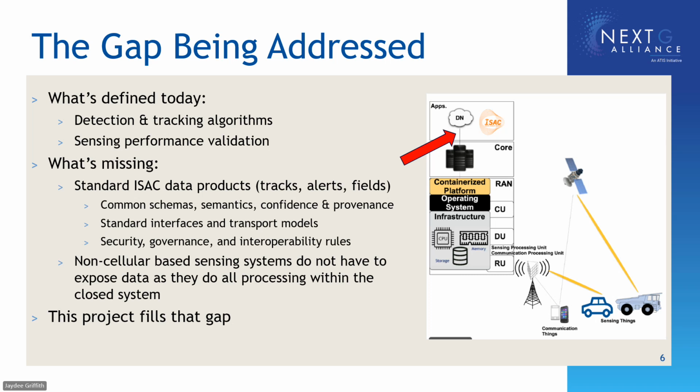When we pass ISAC data off, we have to make sure it's passed off to a trusted third party, and there are also security mechanisms in place for securing that data and maintaining the authentication of that data. Non-cellular based sensing systems don't have to expose data because they have all the processing within the closed system. We don't have a completely closed system. We have to be able to hand this data off to those third parties, and this project fills that gap.